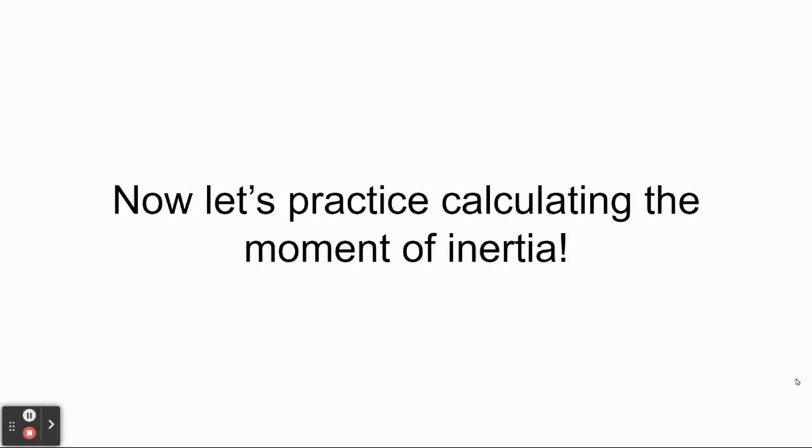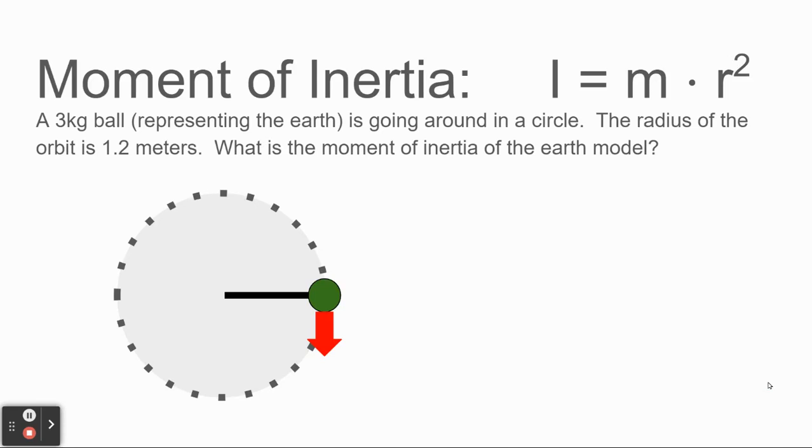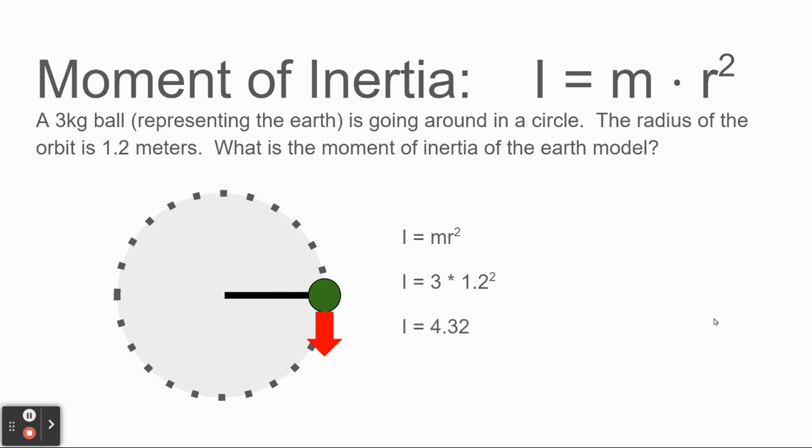All right, so now I want to start trying to practice calculating the moment of inertia. So here I have a ball going around. Let's pretend like we're trying to make a solar system model, and this is a little Earth. And the radius is 1.2 meters, and it has a 3 kilogram ball. And so to calculate this, I just need to use the equation I equals mr squared. So here's the equation. I'm going to plug in my mass and my radius, and remember to square it. Plug that into a calculator, and I get 4.32. And that's all there is to finding the moment of inertia. That's it. That's all.